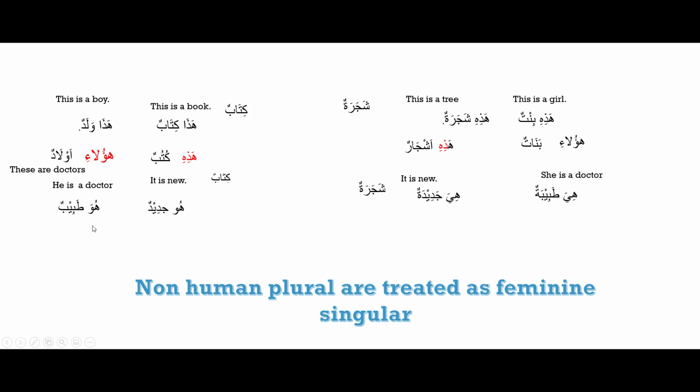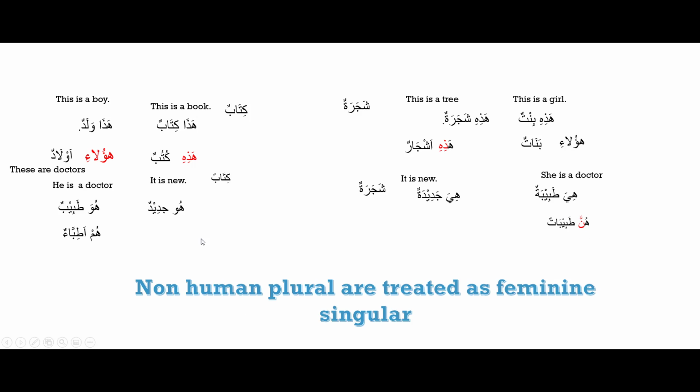How about we change these he to they? So we are going to change the pronoun to hum, atibbaun. Atibbaun is the plural of tabibun. We have changed the pronoun. And how about this? Atibbatun is the plural of tabibatun, and we are using the feminine form of plural here, hunna.